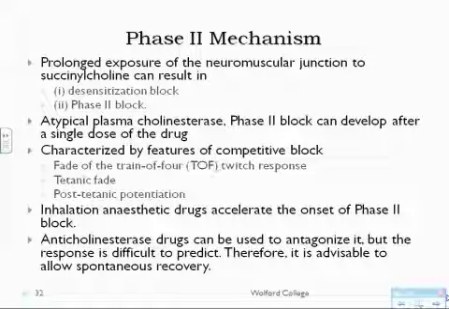The anticholinesterase drugs can be used to antagonize it, but the response is difficult to predict, therefore it's advisable to allow spontaneous recovery. I am not a fan of trying to reverse with anticholinesterase drugs in a phase 2 block. I think you're asking for trouble. I've seen people try it, and does it work? Yeah, I've seen it work one time, and then I saw it fail 9 times out of 10. I didn't like the 9 times out of 10, so I just wait.